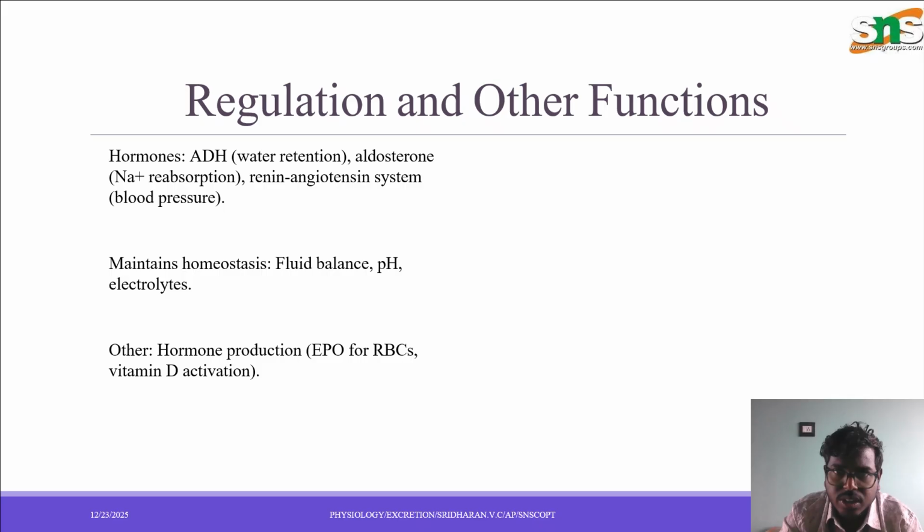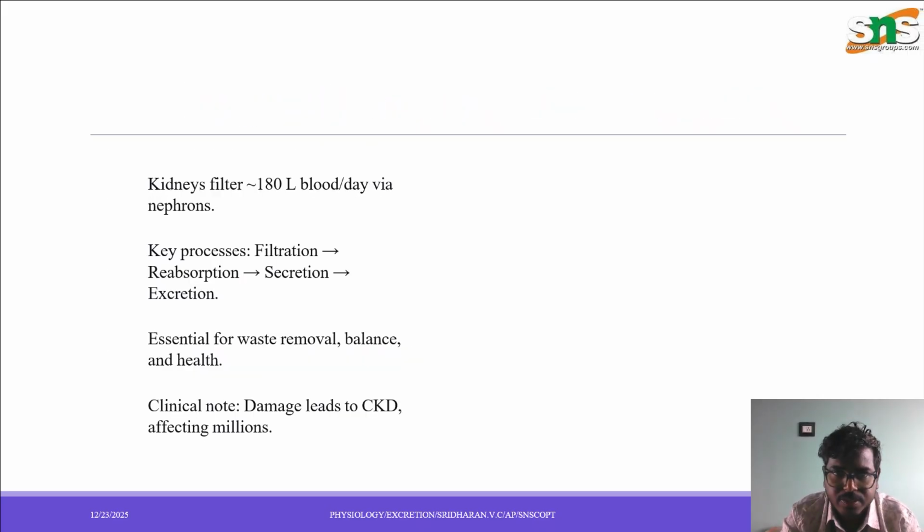Next, it also helps in regulation and other functions. Hormones such as ADH help in water retention, aldosterone helps in sodium reabsorption, and the renin-angiotensin system helps in regulating blood pressure. The kidneys maintain homeostasis, which helps in fluid balance, pH level, and electrolytes. Others are hormone production, which includes EPO for RBCs, and vitamin D activation.